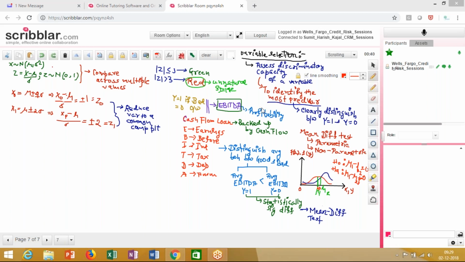Fine. So now the question is, what are the different types of tests that we have in mean difference tests? One of the very famous non-parametric mean difference tests, since we have talked about non-parametric tests, is the Wilcoxon test. The Wilcoxon test of mean difference, of difference in mean.